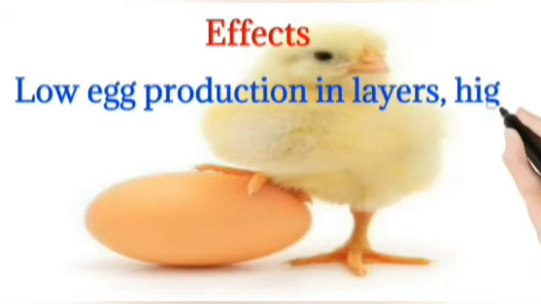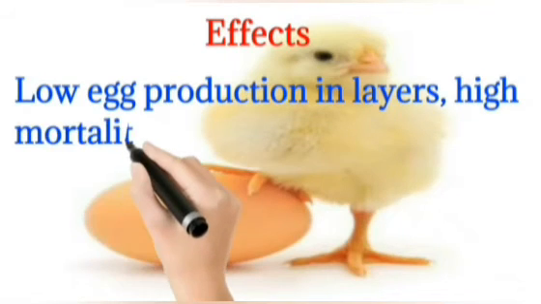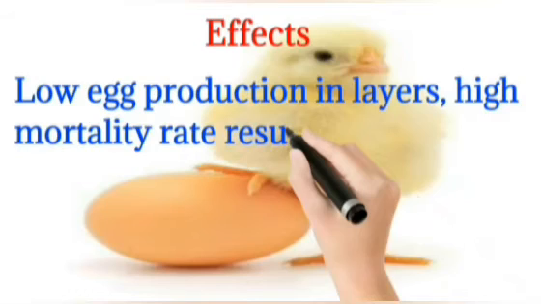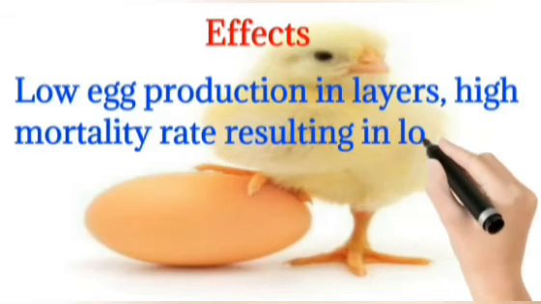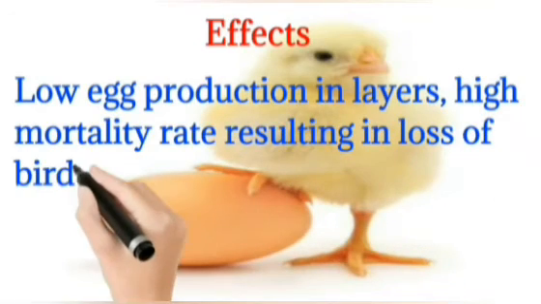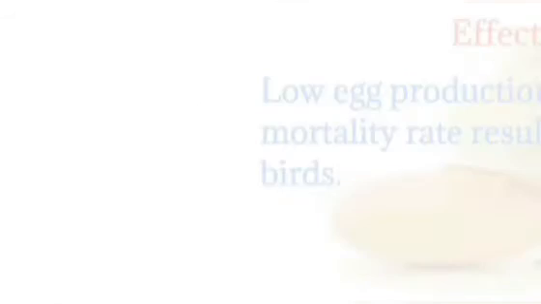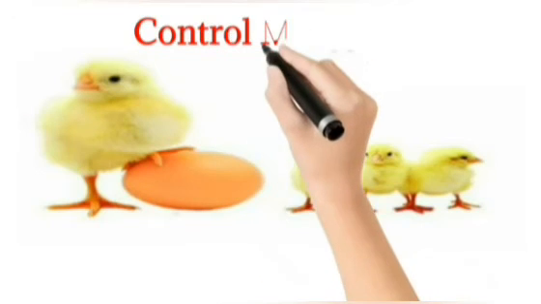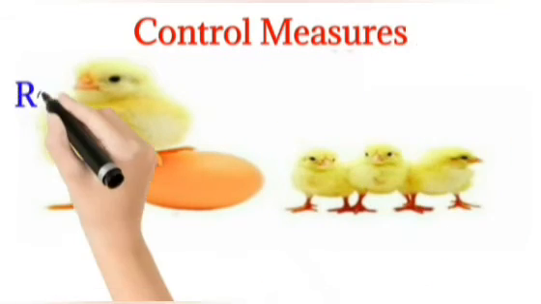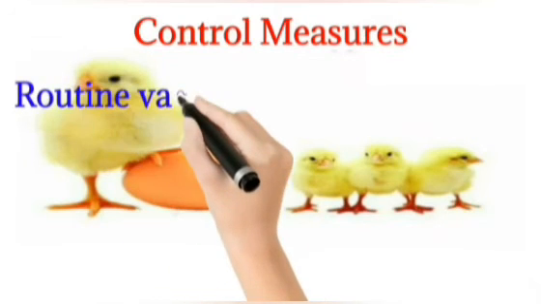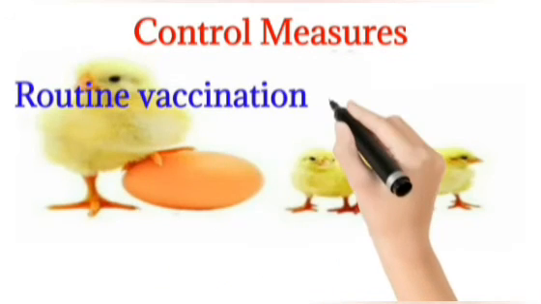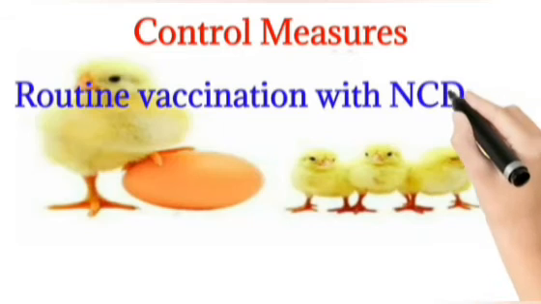What are the effects of this disease? There tends to be a low egg production in layers, high mortality rate. Now, the layers stop producing good quality eggs. Like I showed you earlier on, the eggs will be shellless, and the amount of eggs they can produce in a week or day is reduced drastically.